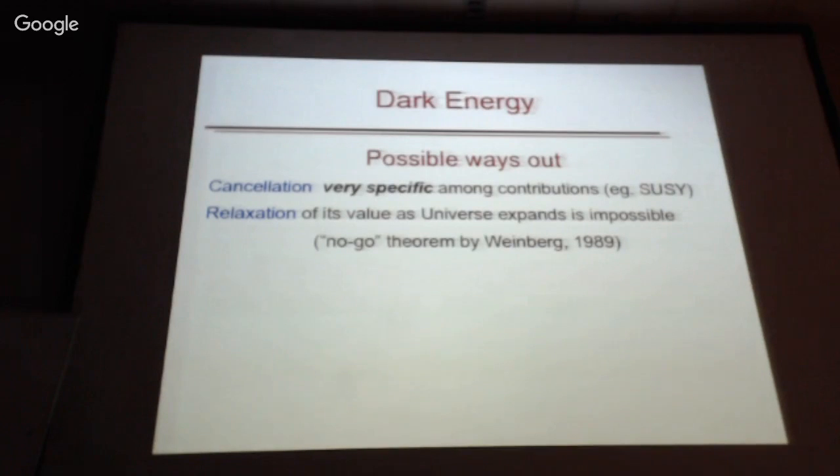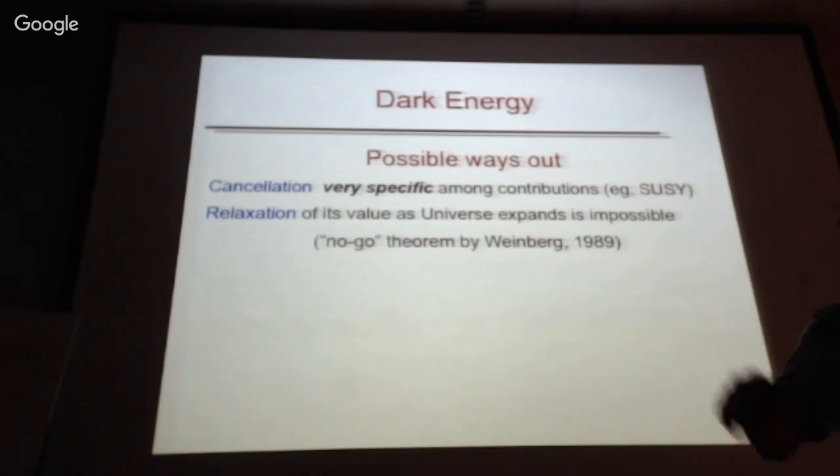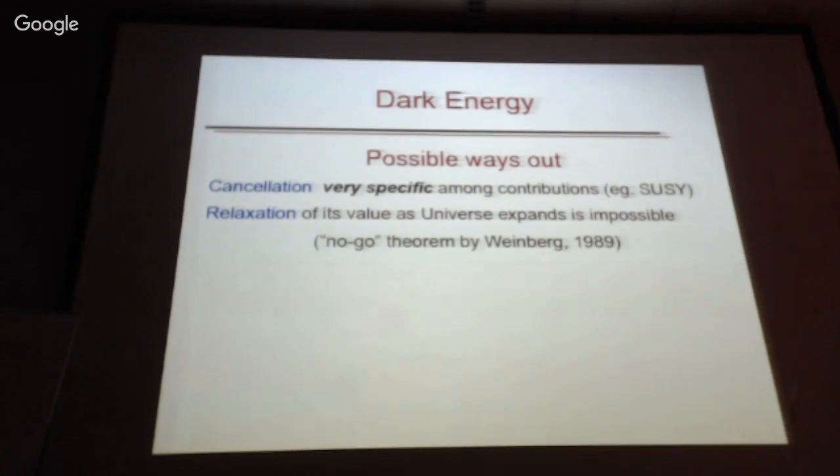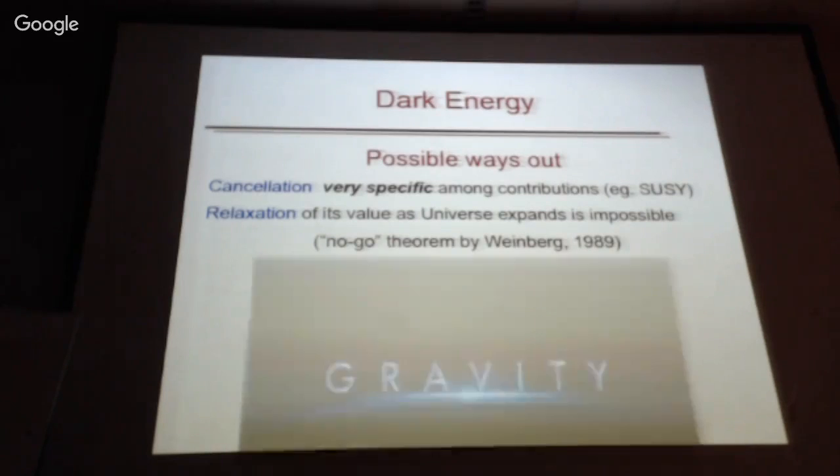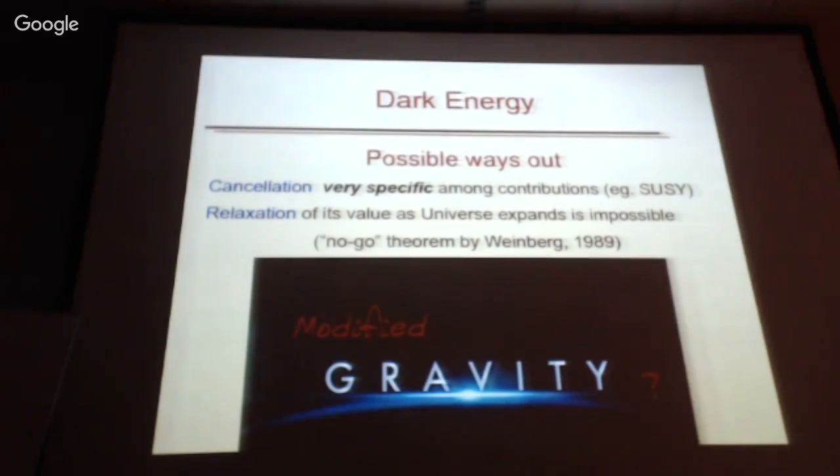There's a no-go theorem. That means a theorem that forbids something. And if you imagine that the universe is expanding, maybe the vacuum energy is just relaxing. Right? You started with a very big vacuum energy, but then the universe expands and relaxes this vacuum energy, and it gets smaller and smaller. Well, there's a theorem by Weinberg that tells that that's not possible. So another idea is to go to modified gravity.